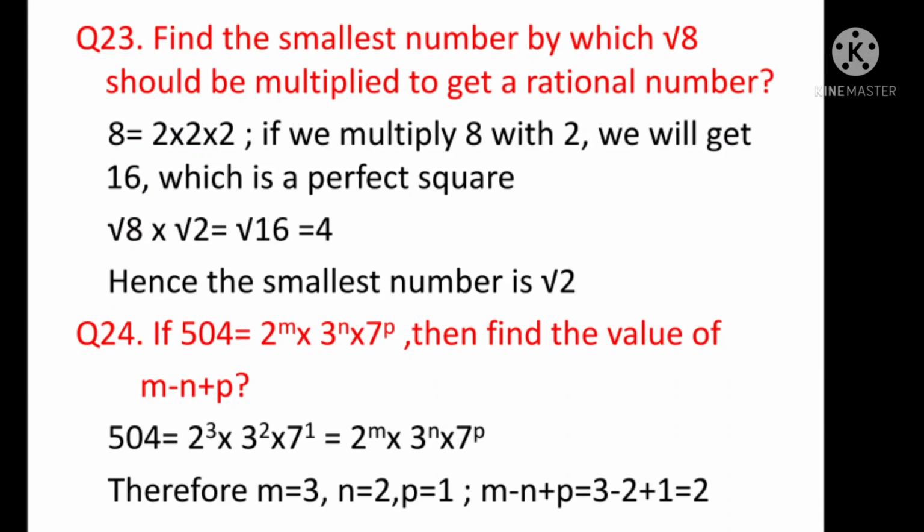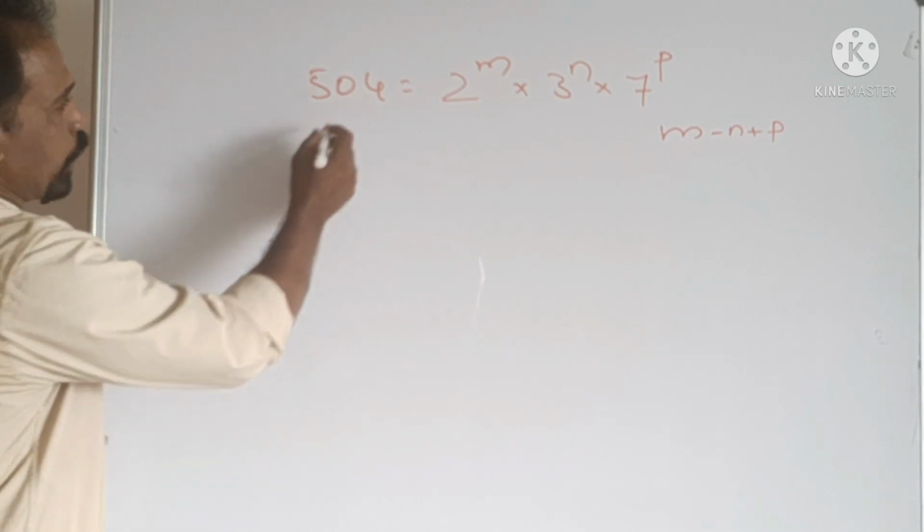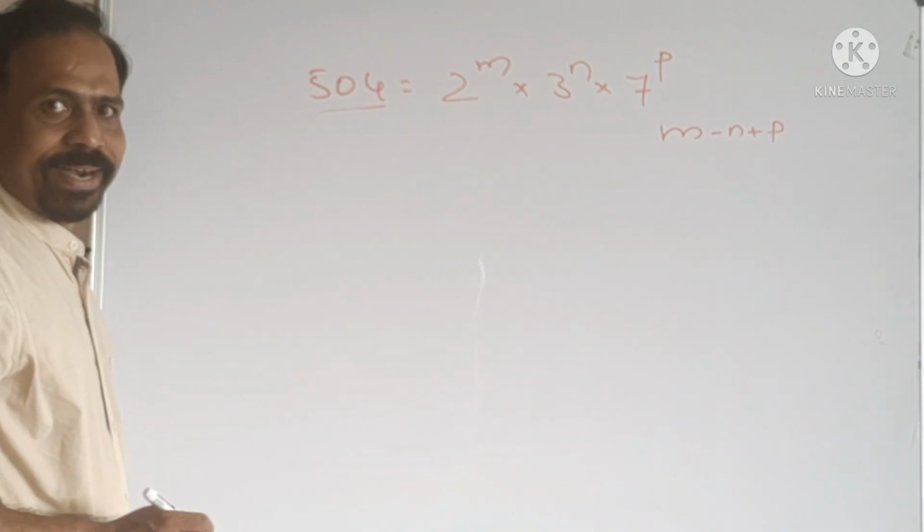It says that if 504 is equal to 2 to the power m, 3 to the power n into 7 to the power p, then find the value of m minus n plus p. Now we have to do the prime factorization of 504.